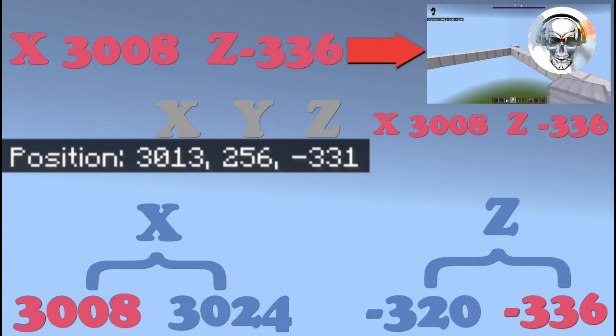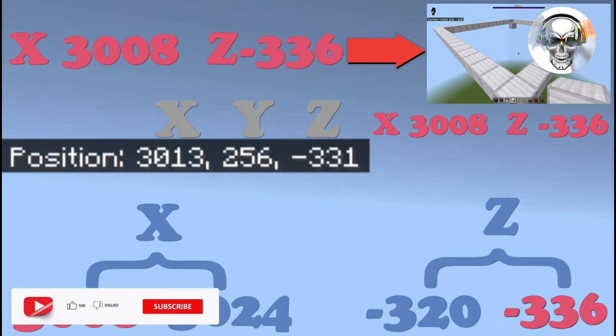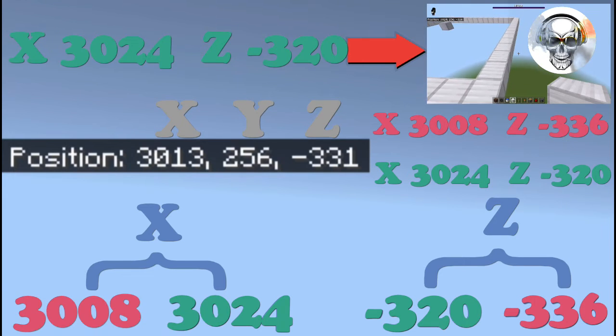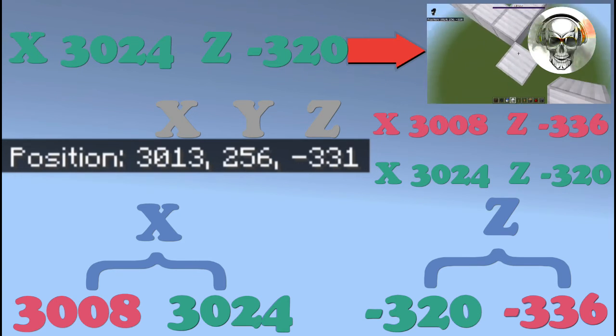So go ahead and put that block there, and then if you go ahead and multiply the two higher numbers, which is going to be 3024 for X and negative 320 for Z. As you can see right here, 3024 and negative 320 are my coordinates, which is the northwest corner of the adjacent chunk, the diagonal chunk right from it.